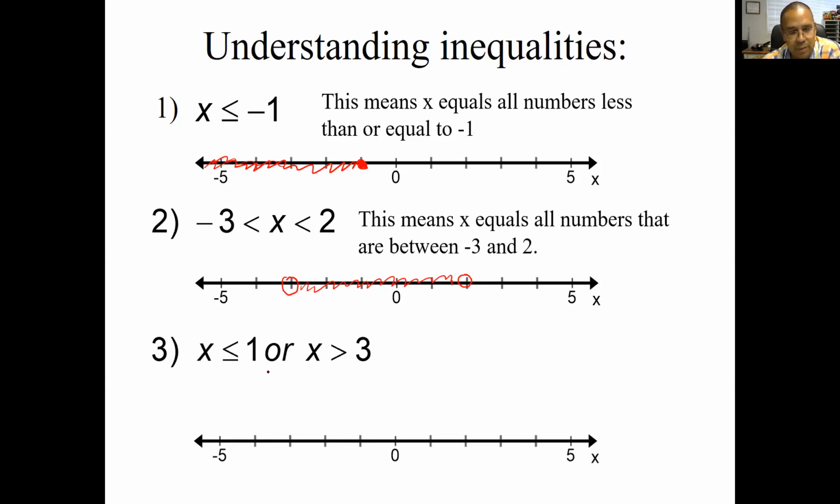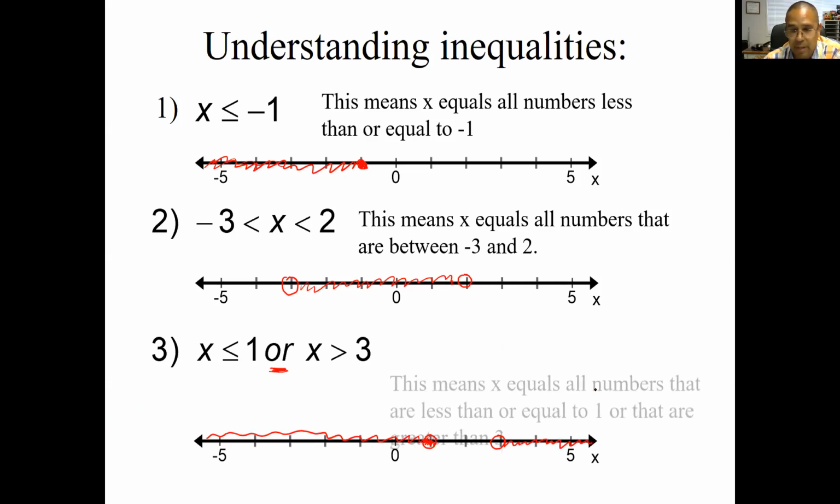And what about this one? This one's a little tricky. It says or. Isn't it the same as the last one, but they go opposite ways? Yeah, like it says right there, X is less than or equal to 1, and it goes to the left, and then X is greater than 3, so it goes open and to the right. Very good, awesome.